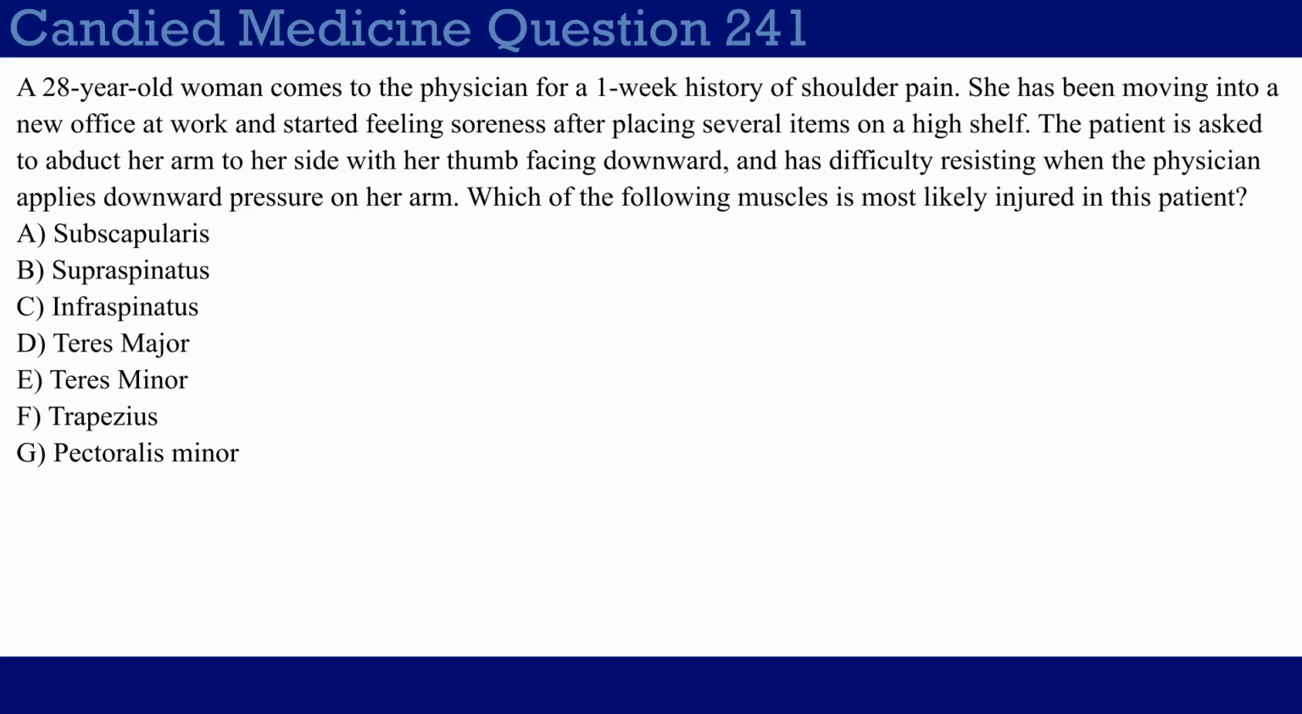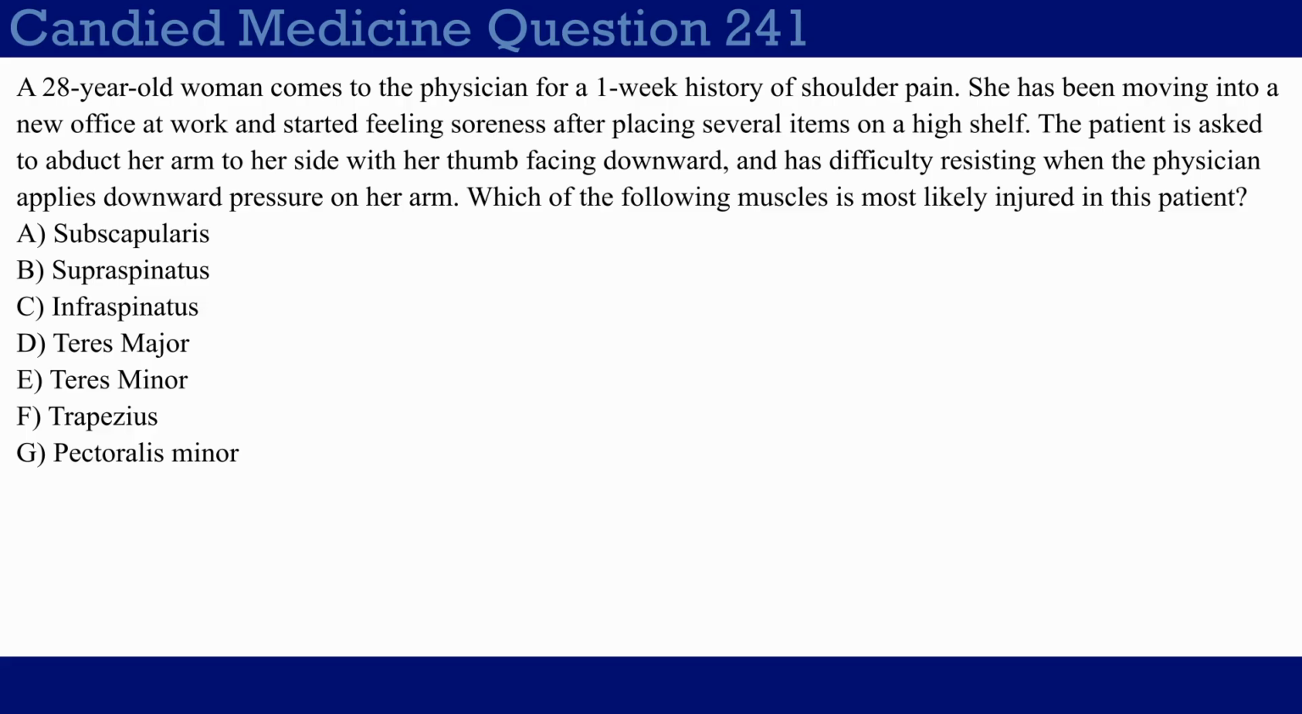A 28-year-old woman comes to the physician for a 1-week history of shoulder pain. She has been moving into a new office at work and started feeling soreness after placing several items on a high shelf. The patient is asked to abduct her arm to the side with her thumb facing downwards and has difficulty resisting when the physician applies downward pressure on the arm. Which of the following muscles is most likely injured in this patient?